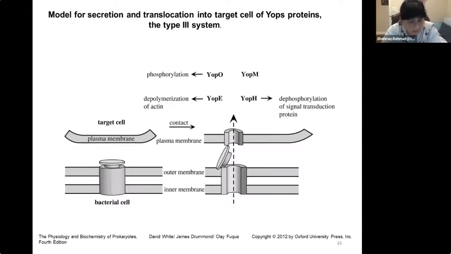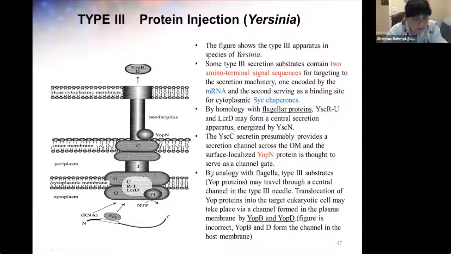Another thing that I should mention is that there is an analogy with flagella. Remember we talked about how flagella is synthesized using the basal body, and eventually the filament is assembled outside of the cell. So this type 3 is very much similar, and there is a lot of analogy between the flagella synthesis and the flagella apparatus and this type 3 YOP proteins, as we call them.